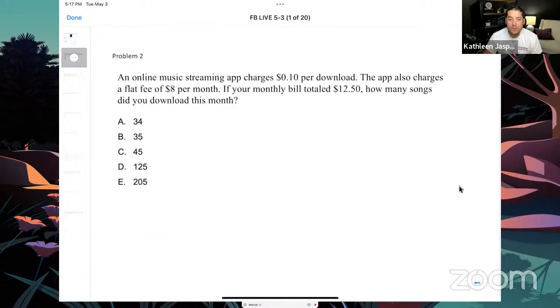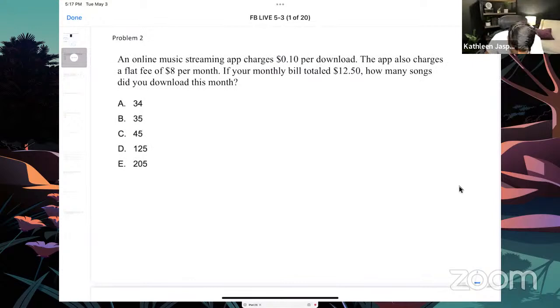All right, problem number 2. An online music streaming app charges 10 cents per download. The app also charges a flat fee of $8 per month. If your monthly bill totaled $12.50, how many songs did you download this month? So again, you'll see the focus on these problems is your linear function. This time they don't necessarily tell you it's a linear function, but that's essentially what these problems are all about.